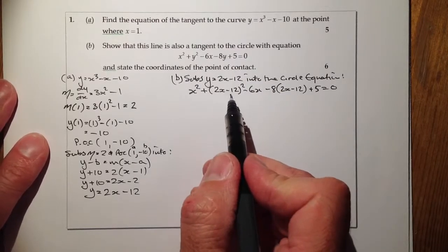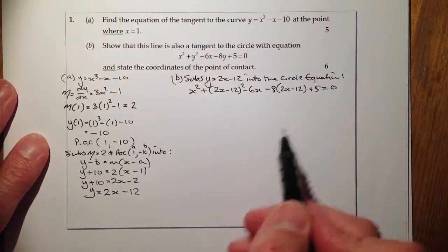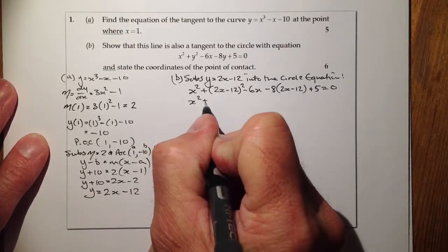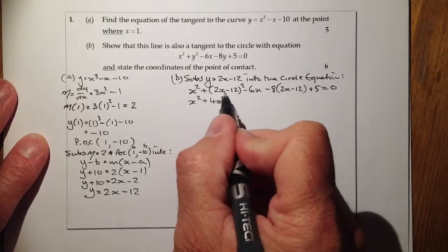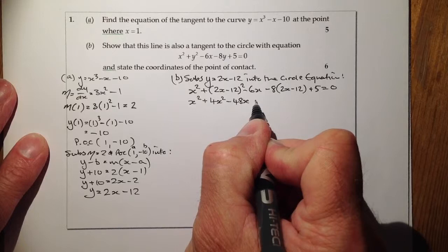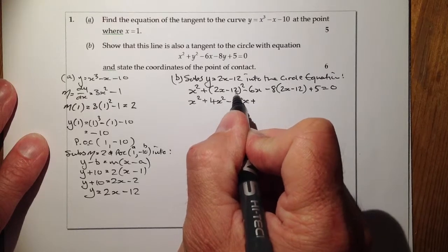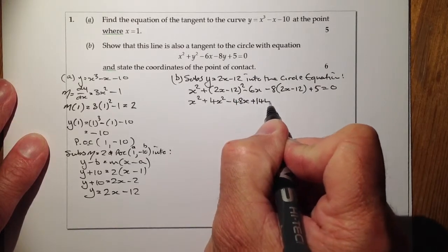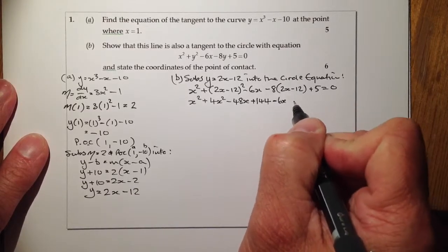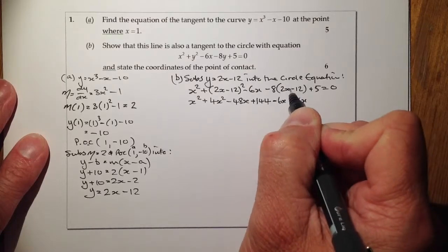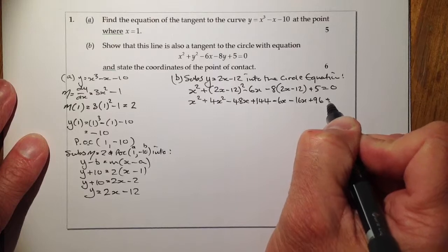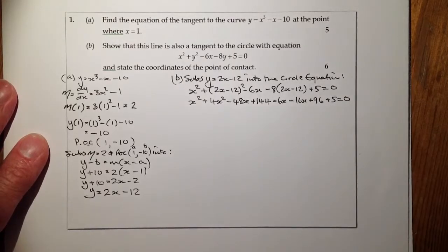Right, I'll square this bracket out, and I'll multiply this bracket out on the next line, and that's what we'll go for here. So I've got x squared, plus 4x squared, minus 48x, plus 144, because minus 12 squared will be plus 144. What I've got then is minus 6x, minus 16x when I multiply this bracket out, plus 96, plus 5 equals 0.